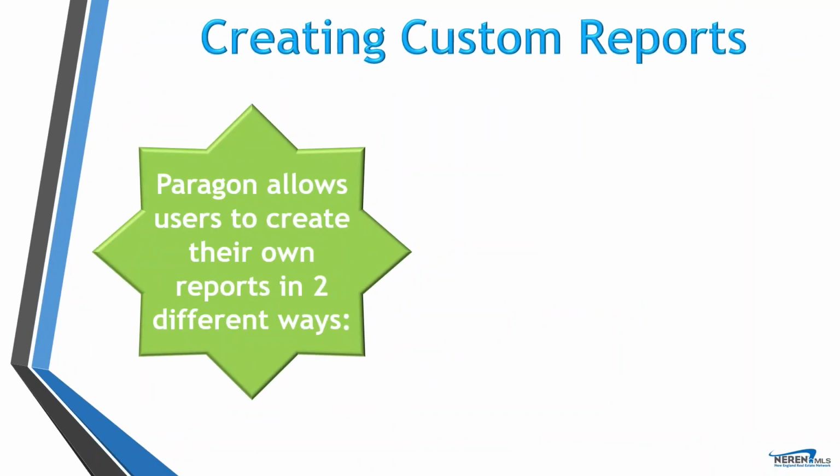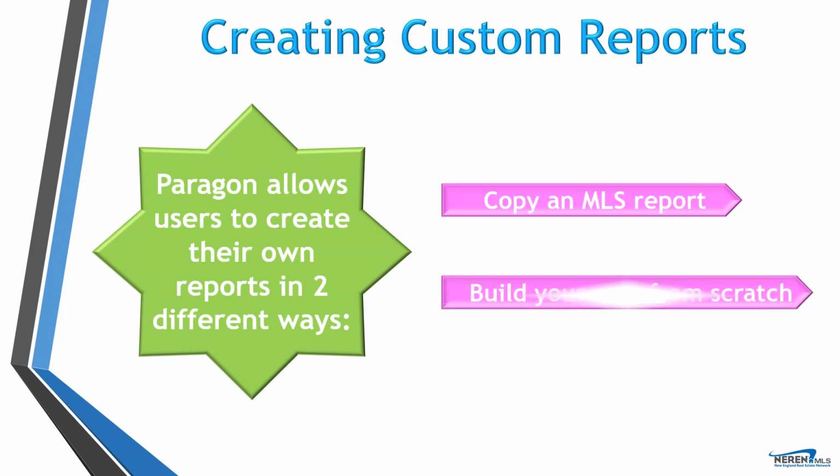All right, let's get into it here. Paragon allows users to create their own reports in two different ways. The first is you can copy an MLS report, meaning take one that's already available in the system, copy it over, and then make as many customizations as you want. Or you can build your own from scratch, which is more like starting from a blank slate, a blank page, and you're just adding the fields, setting it up into exactly how you want it to look.